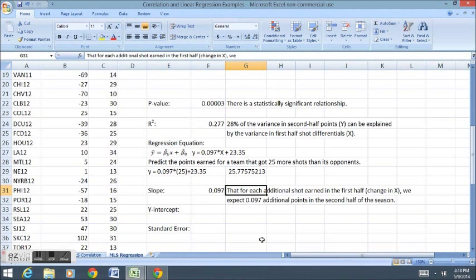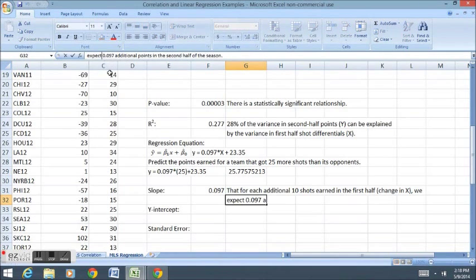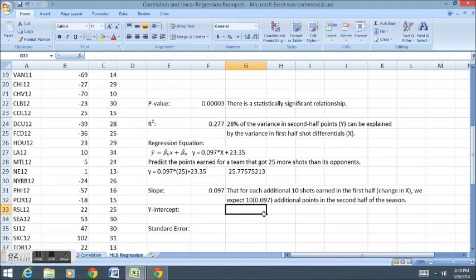That can be extrapolated if we want to talk about more than just a one-shot change. I could say for each additional 10 shots earned in the first half of the season, that's my 10-shot change in x, we expect 10 times as many additional points. So if you do the math on that, you'll see that for every additional 10 shots earned in the first half of the season, a team is expected to earn an additional 0.97, or almost a full additional point, in the second half of the season.